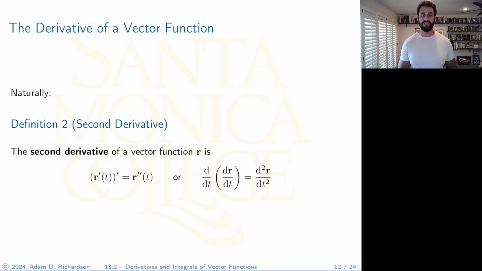Naturally, the second derivative is exactly what you would expect. Just take the first derivative and differentiate it again with respect to t. So it's r prime of t prime, which gives you r double prime of t. Using Leibniz notation, it's literally just differentiating the derivative with respect to t again, and you get d squared r over dt squared. Pretty nice, huh? Okay, so second derivatives are what you would expect, third derivatives, fourth derivatives, nth derivatives, and so on. Those are about the same.